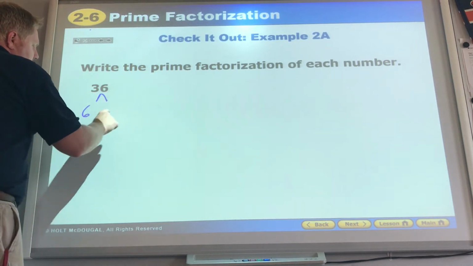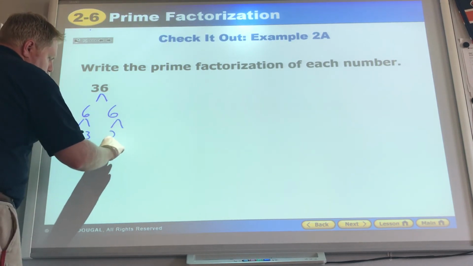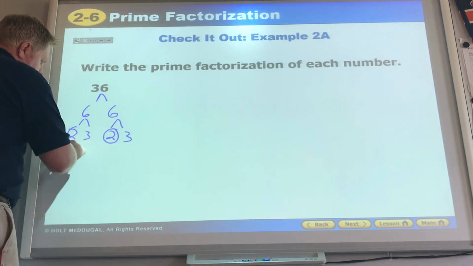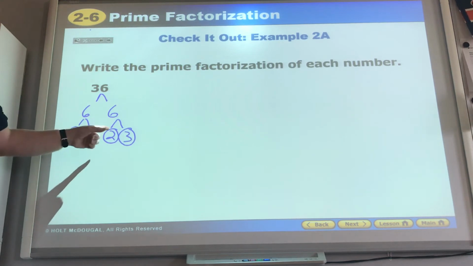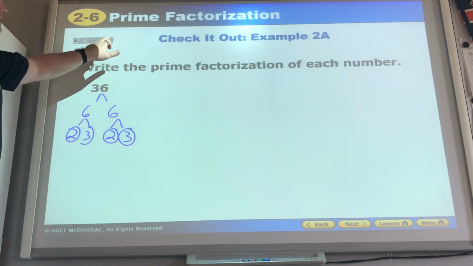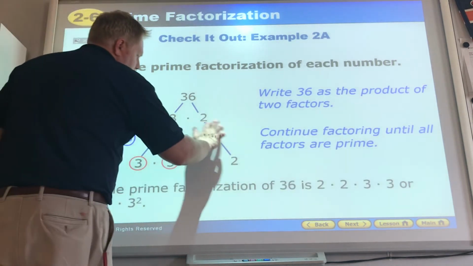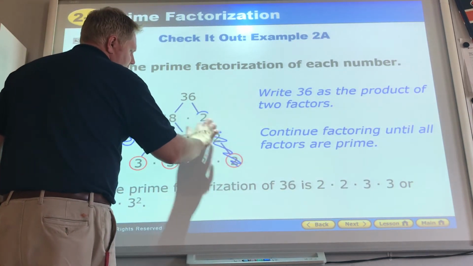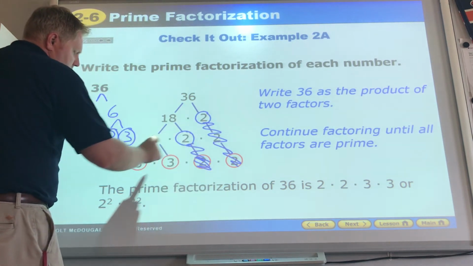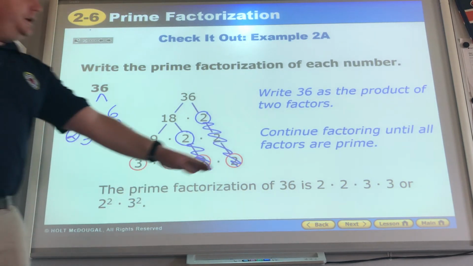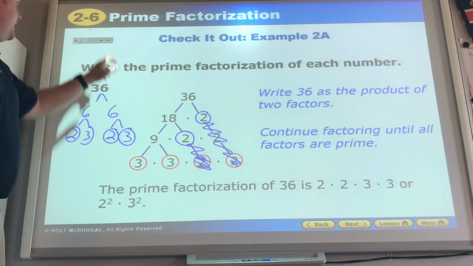I like to think 6 times 6, 2 times 3, 2 times 3. Oh, they're going to write 2 times 2 times 3 times 3. Let's see if that's what they did. All right. Remember, prime number, we don't write all that. Prime number, we don't write all this. 2 times 2 times 3 times 3. We can write it like that. Or 2 to the second, 3 to the second.